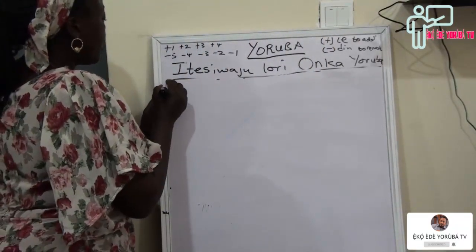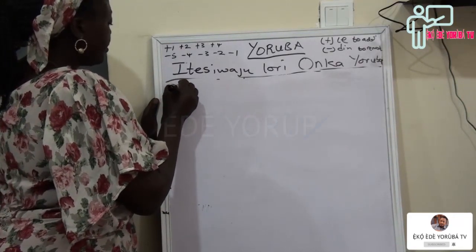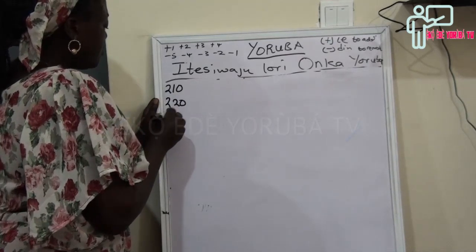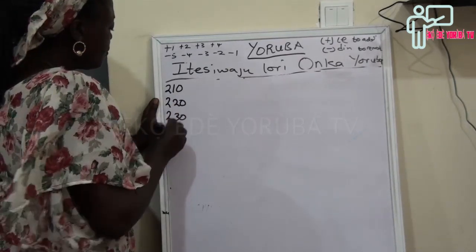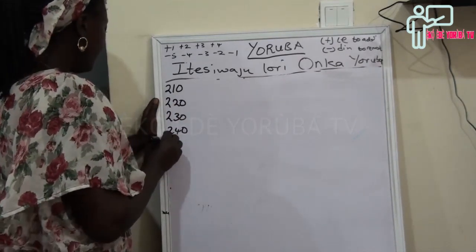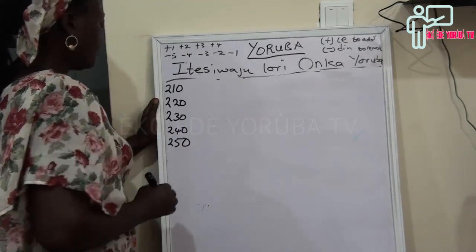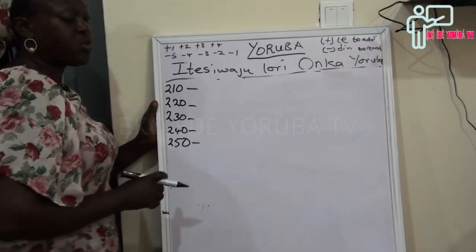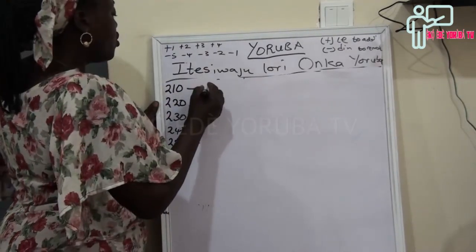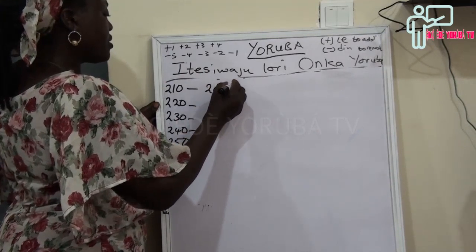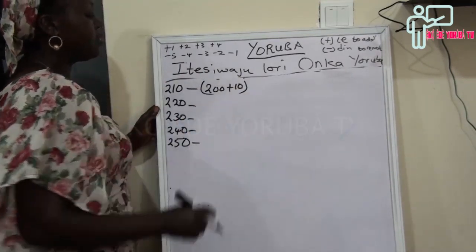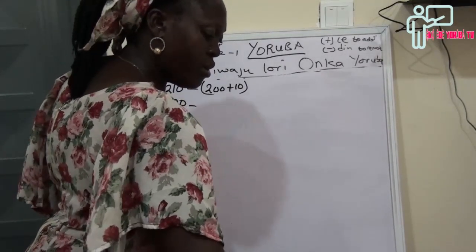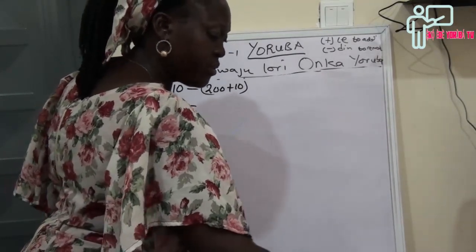So this one will now be, let's say, 210, 220, 230, 240, 250. If this one is 210, you know that this one is 200 plus 10. That is 10 plus 10, 200.